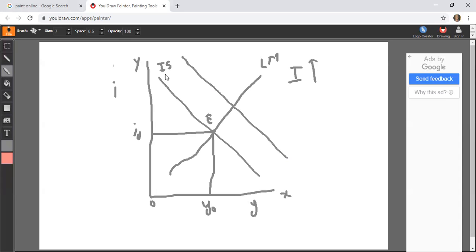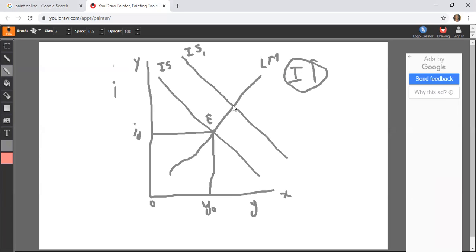This is IS, the old one, and this is the shifted IS curve. I label it as IS1. And you must understand that the LM curve doesn't change; it remains as such. No changes in the LM curve. But we have made an increase in investment, and this increase in investment has caused an upward shift in the IS curve from IS to IS1.